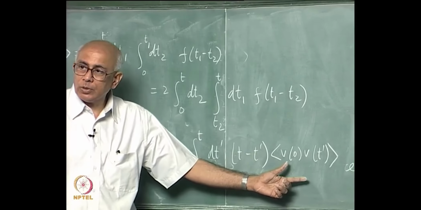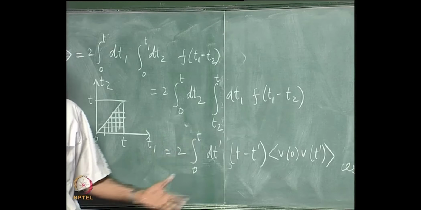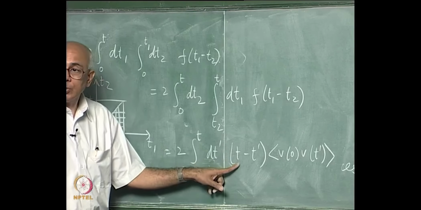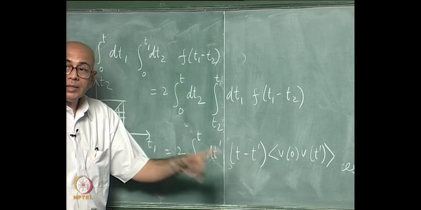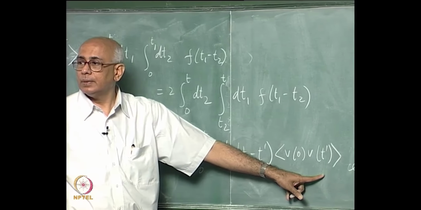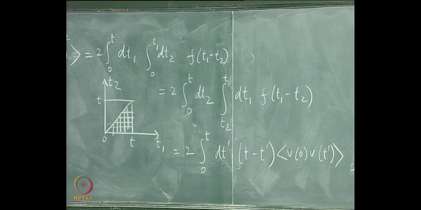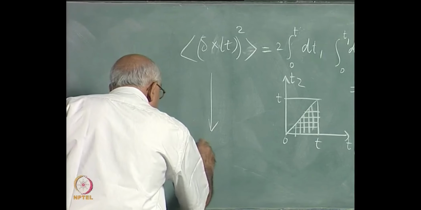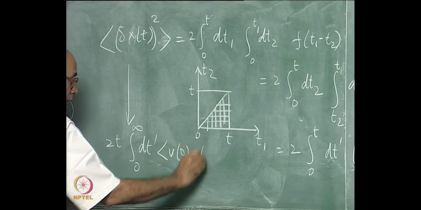This quantity is expected to start at 1 and decrease to 0, and the integral runs up to t. What is the asymptotic, t going to infinity, behavior of this? Well, this term is going to dominate, and this limit will go up to infinity. The parts where t prime becomes comparable to t would be damped because they go down here. So it is clear that for sufficiently long times this quantity goes to twice t times an integral from 0 to infinity dt prime v of 0 v of t prime.